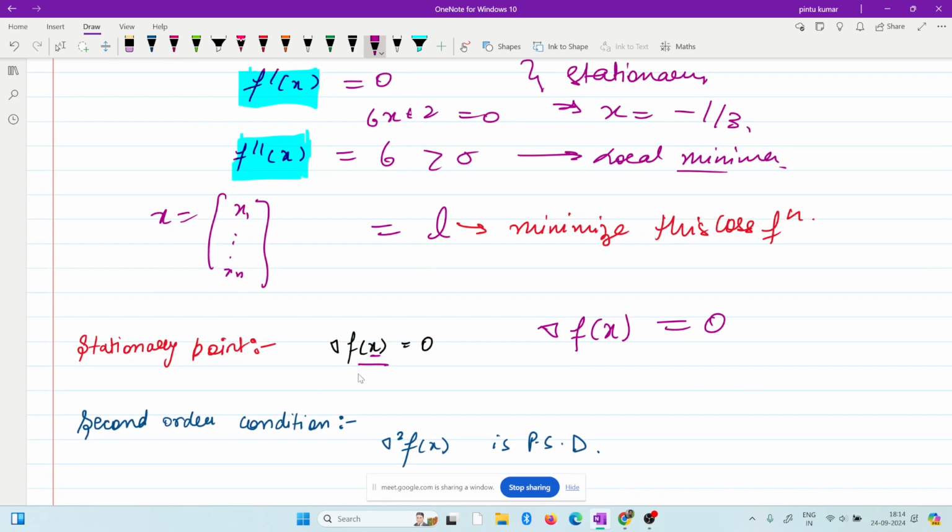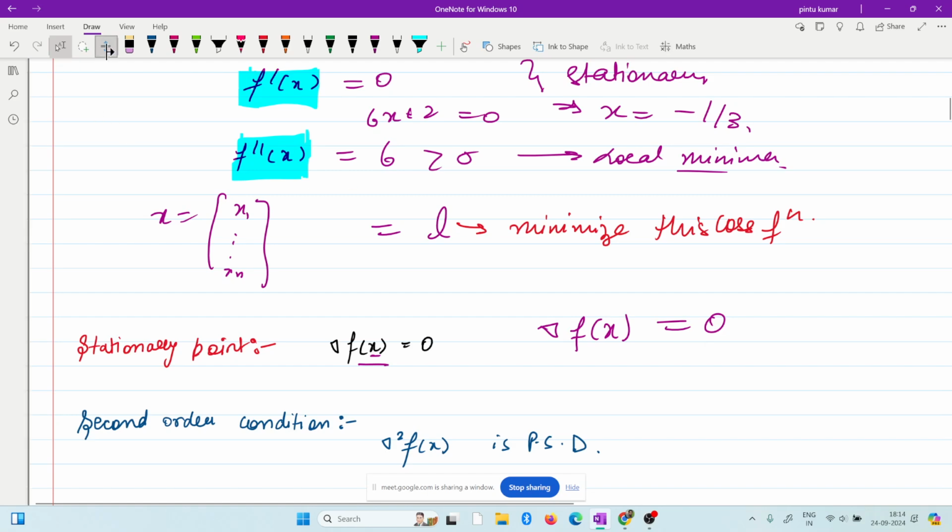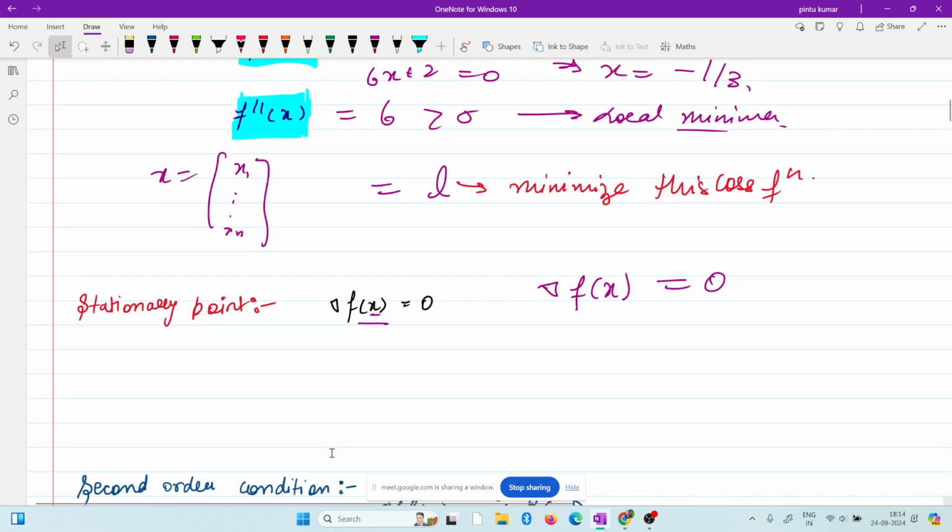Okay. And what is something similar to your f double dash x? Now your f double dash x is replaced by the Hessian. Just recall that your f double dash x was a single value that you were able to compare with 0, whether it's greater than 0 or less than 0. But your Hessian matrix over here is no more a single value, it's a matrix, right? So you can't actually compare whether a matrix is greater than 0 or less than 0.